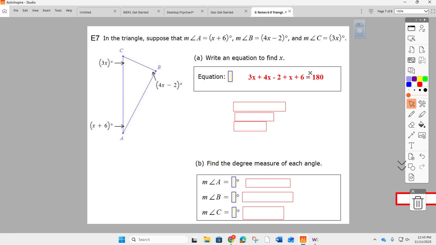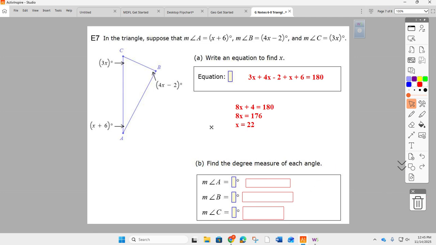We're going to combine our like terms. 3x plus 4x plus x is 8x. Negative 2 plus 6 is positive 4, and that equals 180. Subtract 4 from both sides is the next step to solving that two-step equation. So now we have 8 times x equals 176. Undo the multiplying by 8 by dividing both sides by 8, and we find that x equals 22.